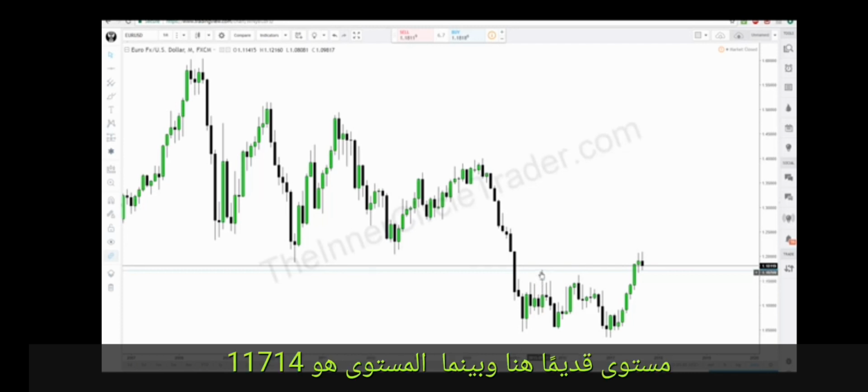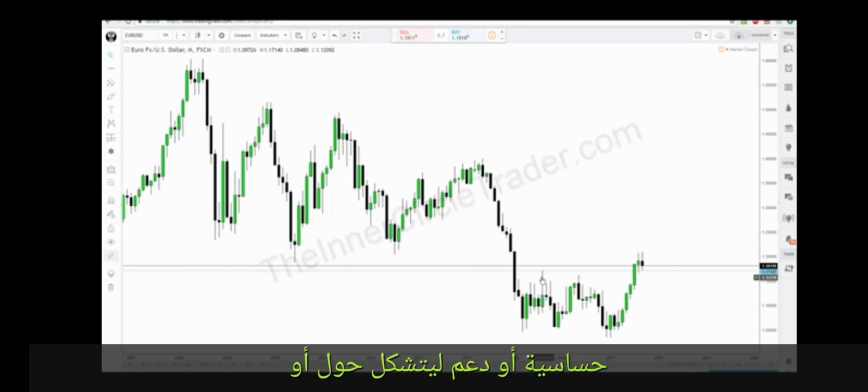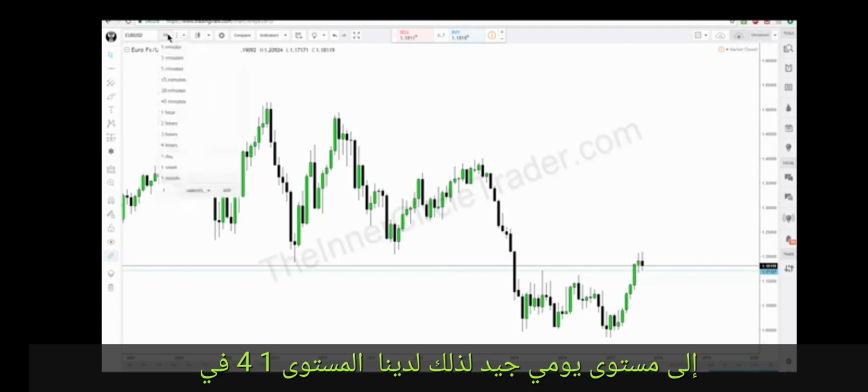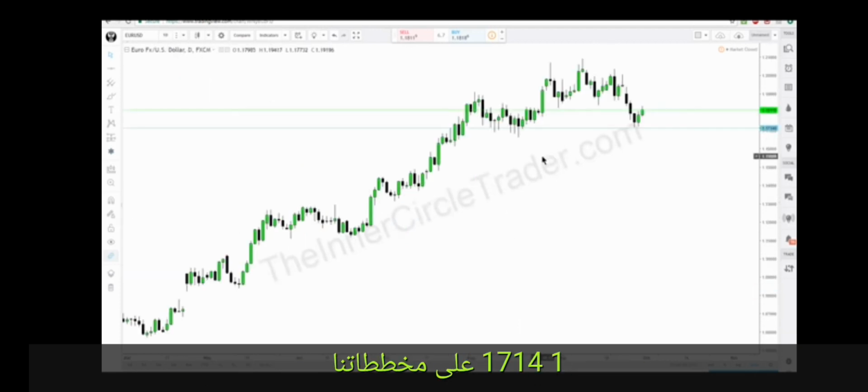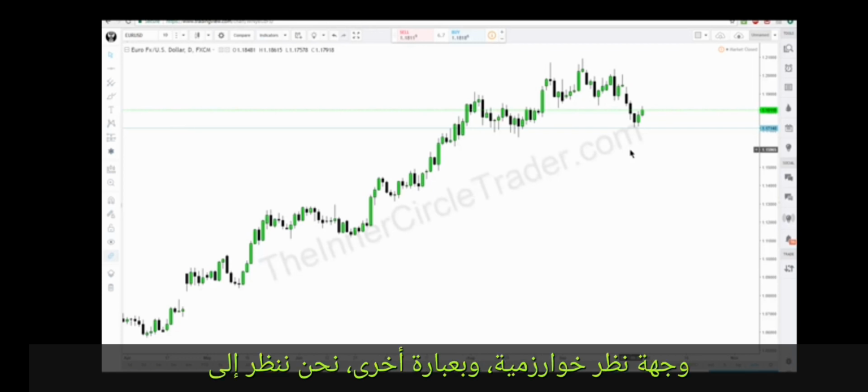So we're using an old high here, and while the level is 117.14 and the specific high, from an algorithmic standpoint we would look for sensitivity or support to form around or at 117.20. Okay, so we're going to leave the level here, and we're going to drop down into a daily. So we have the 117.14 level on our charts. Now I'm going to ask you to consider what is going on at the institutional level from an algorithmic standpoint. In other words, we looked at our pricing model.